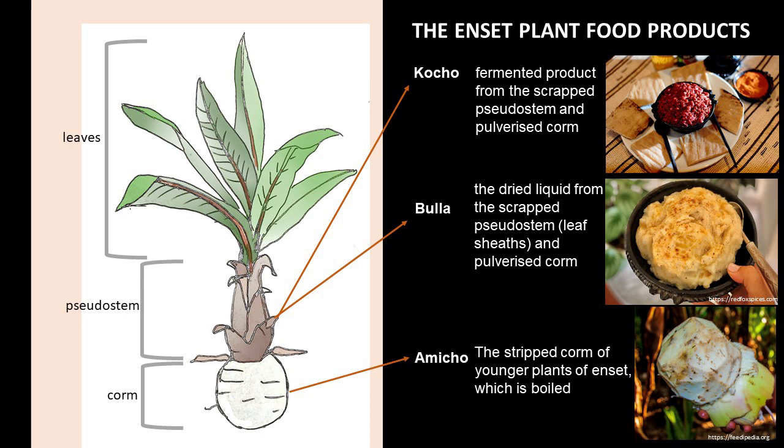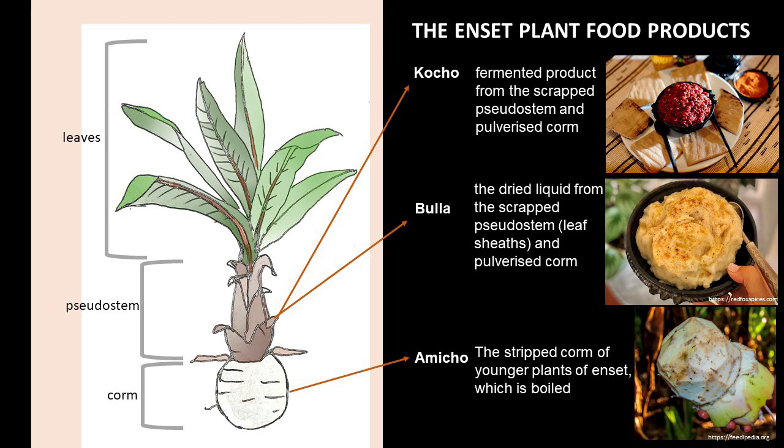The next part of the plant that's used is the pseudostem together with the corm, wherein you scrape the pseudostem, which is basically the leaf, and you pulverize the corm in order to squeeze out the liquid. I'll show you a video if I can of how they process it. They squeeze out the liquid, and the resulting liquid is then left to evaporate, and it's a very, very soft powder which you can use for pancakes and porridge. Bula is considered like the top or the premium product from enset. And lastly, you can use it for kocho.